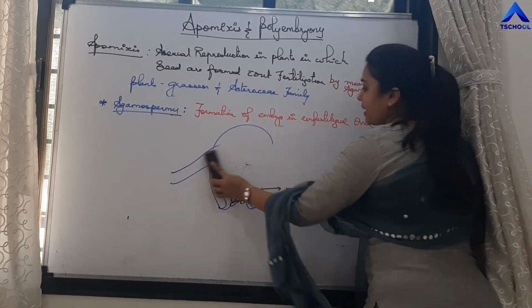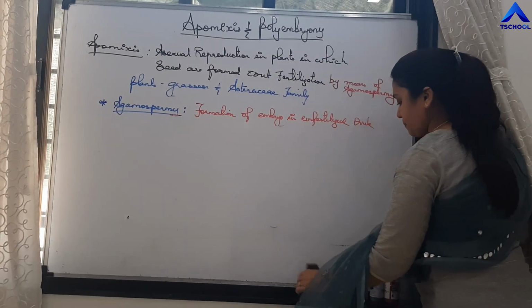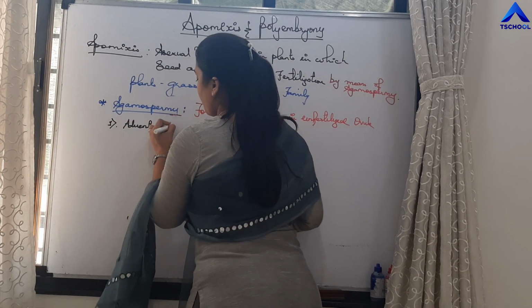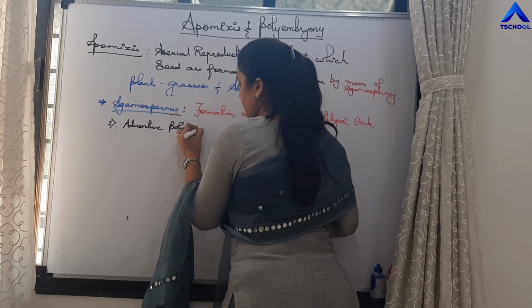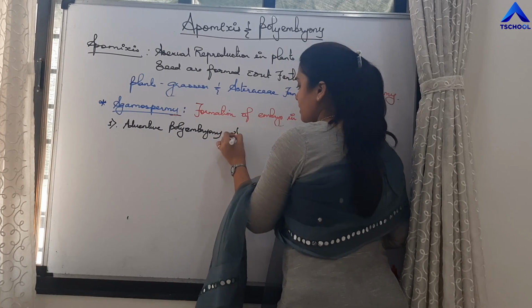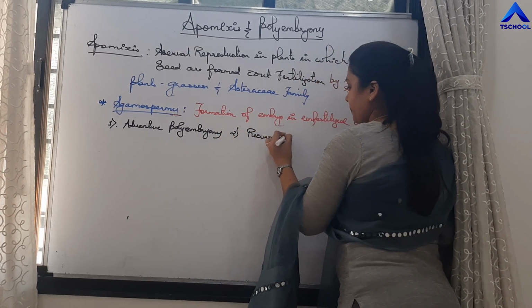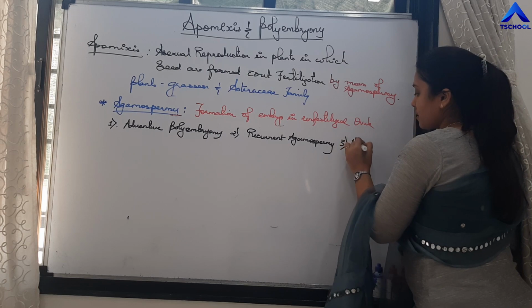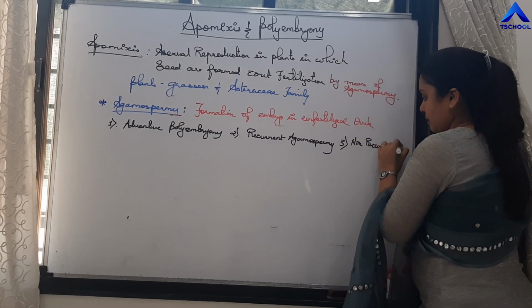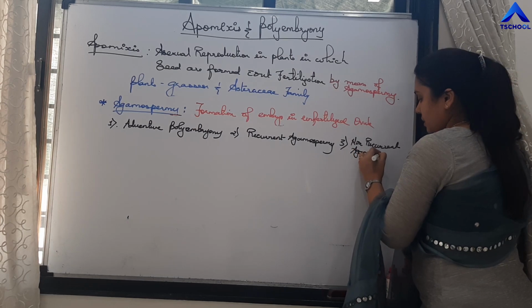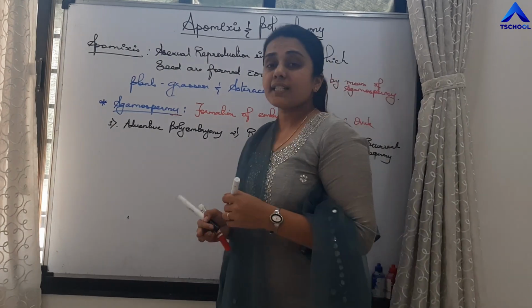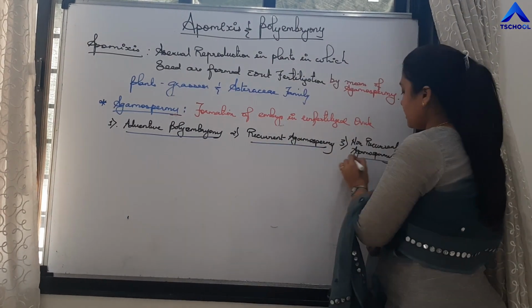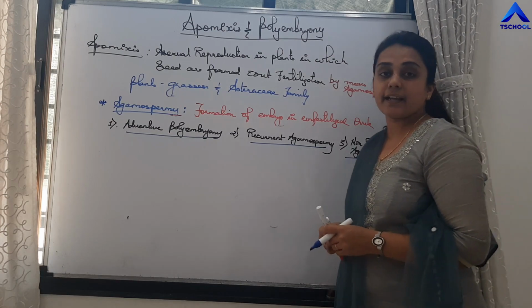Now, there are three types of agamospermie. Which are those three types? The first one is adventive polyembryony. Second is recurrent agamospermie, and the third is non-recurrent agamospermie. So these are the three types of agamospermie: adventive polyembryony, recurrent agamospermie, and non-recurrent agamospermie.